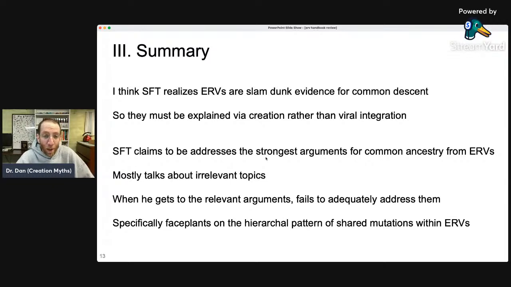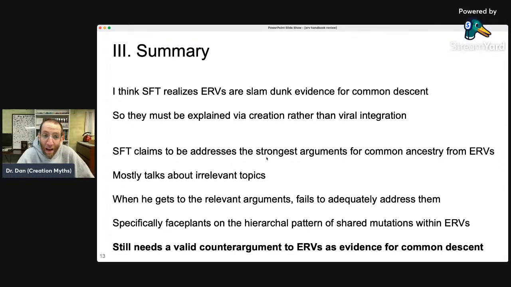So what we're left with is that we still don't have, and for YECs you still need, a valid counter-argument to ERVs as evidence for common descent. And I want to be 100% crystal clear here. I want to be super crystal clear. If SFT or anybody else wants to pick up this mantle and try again, here's what you need to do. It doesn't matter if ERVs were designed. It doesn't matter if ERVs are functional. None of that stuff matters, right?